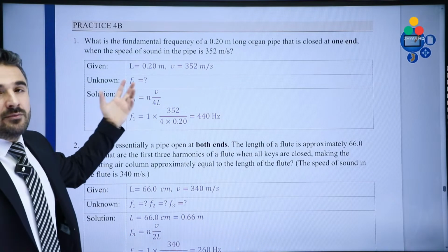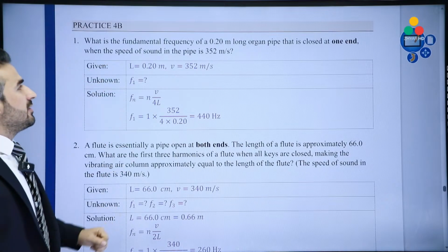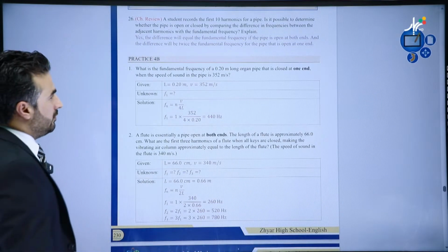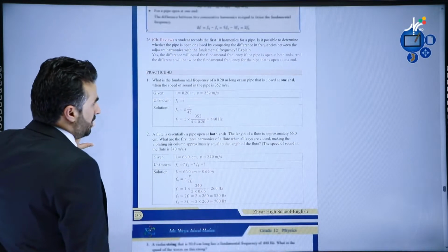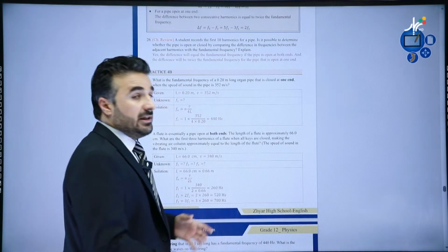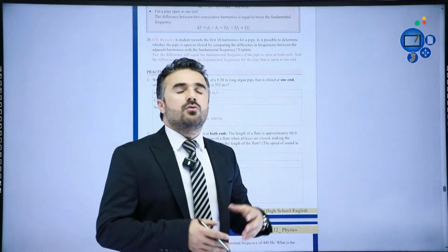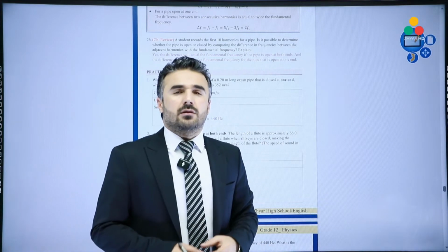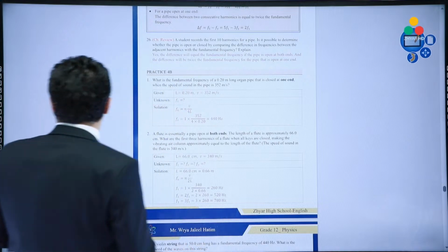It says, what is the fundamental frequency when the speed of sound in air, or in the pipe, let's say, is 352 meters per second. So now this is pretty simple, or easy as well. All you need to do, remember, is know the equation for the fundamental frequency for a pipe that is closed at one end here. So what was the equation there?